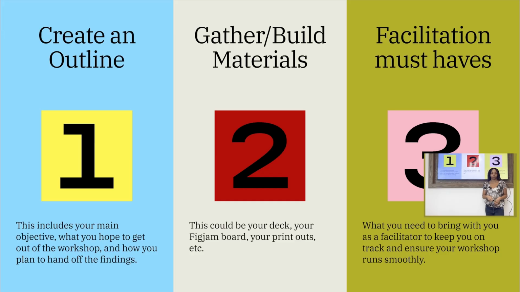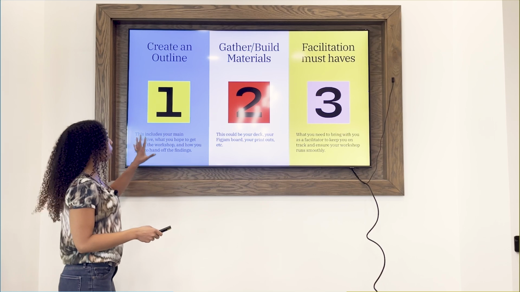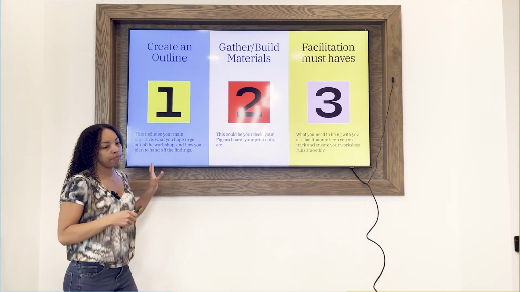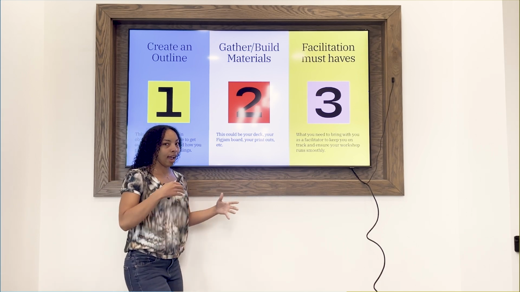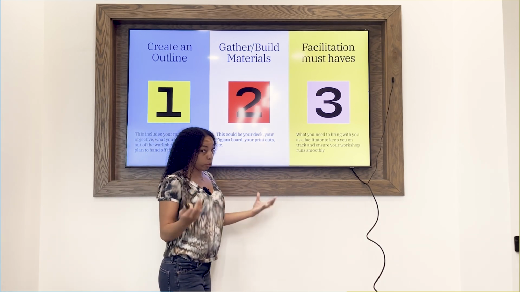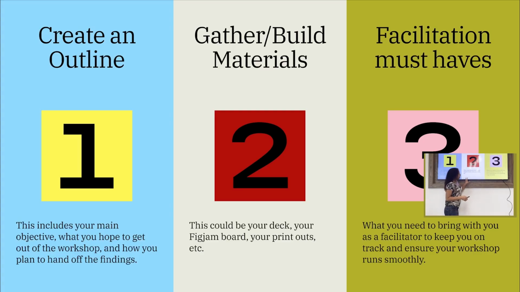All right, so here's what we're going to go through today. We're going to talk about creating an outline. This is pretty much everything that you need in order to get buy-in for your workshop, all the things that frame what your workshop is going to be. Then we're going to go into gathering and building materials. So you got your buy-in and now you're like, okay, let's actually do the thing. What do you need? We'll go through the things that you need to do, and then facilitation must-haves, the things that you want to have with you before you do your workshop.